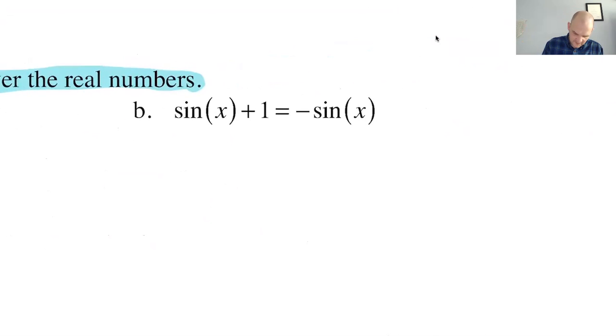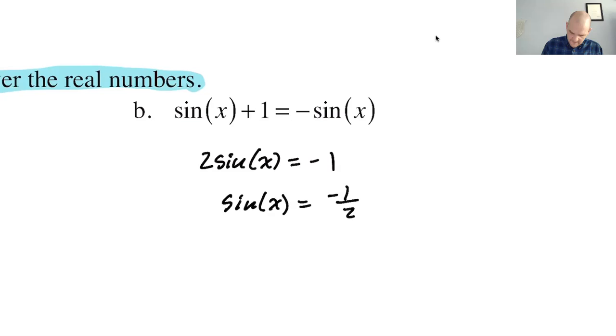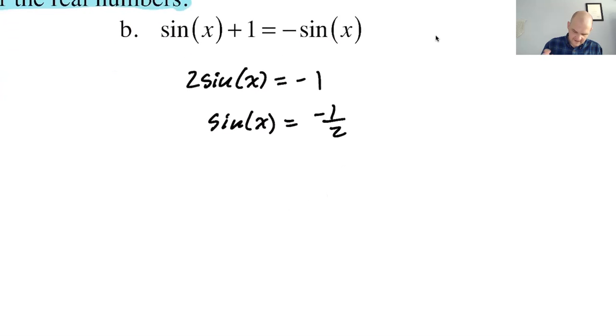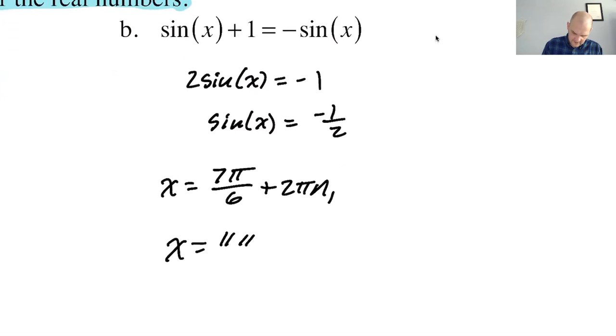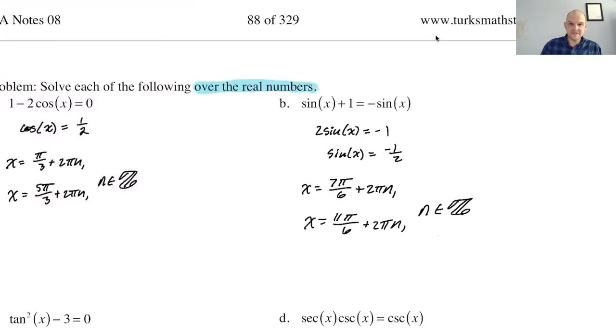All right, let's see if we can do this. I'm going to add sine to both sides. Subtract 1, divide by 2. Look at this. This one's not bad either. So we have sine and it's negative. So I'm going to say that x is 7 pi over 6 plus 2 pi n, or 11 pi over 6 plus 2 pi n. Well, these are going well. So let's see if they get worse.